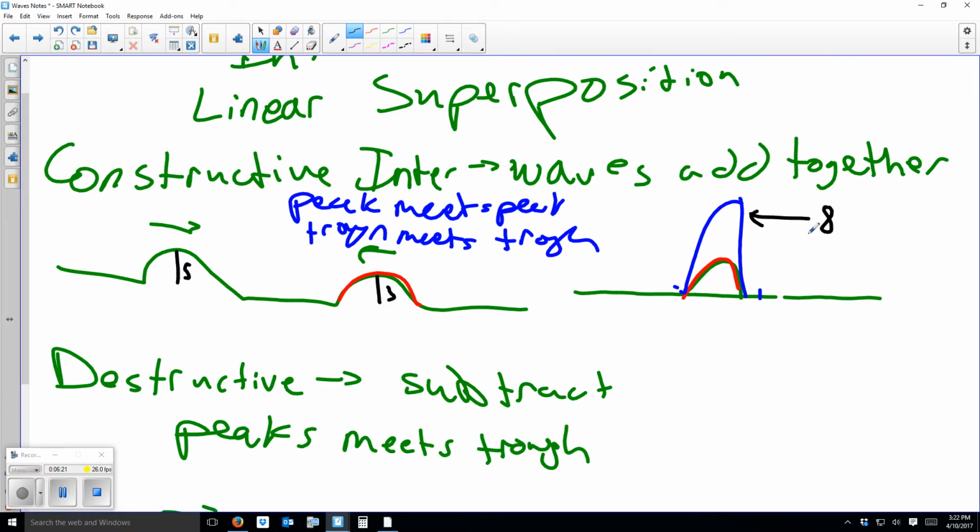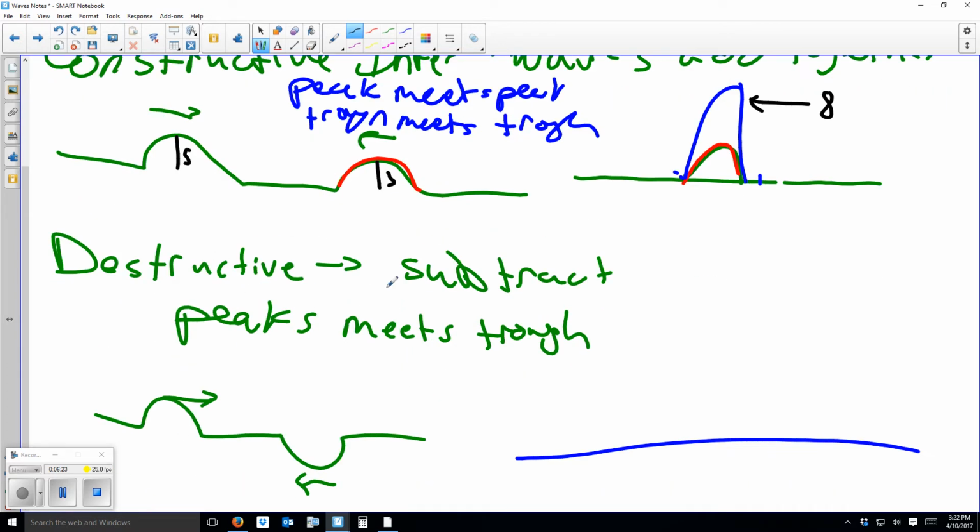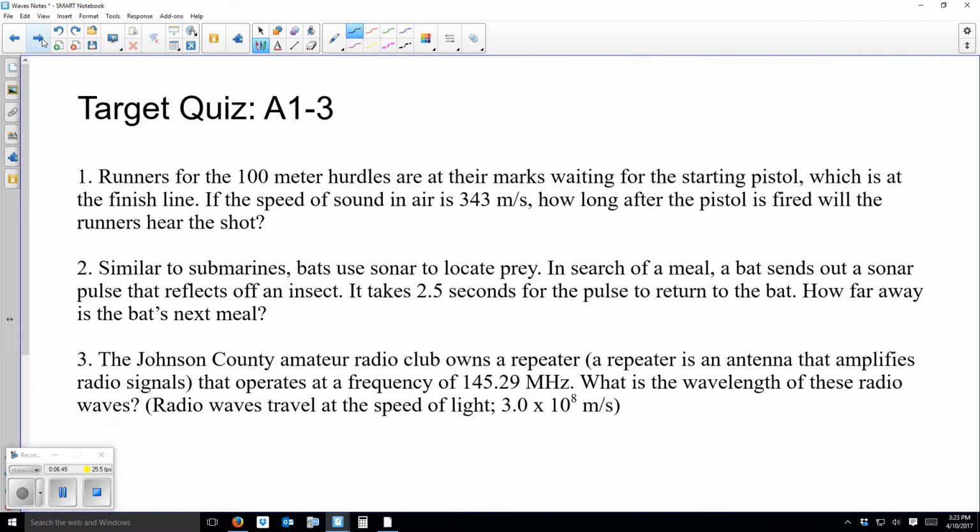On the other hand, destructive, you subtract them. A peak is meeting a trough. So if that occurs, let's say this guy again was 5 and this was 3, you would take 5 minus 3, and that would leave you with an amplitude of 2 for your final wave. Little target quiz, maybe take a look at that.